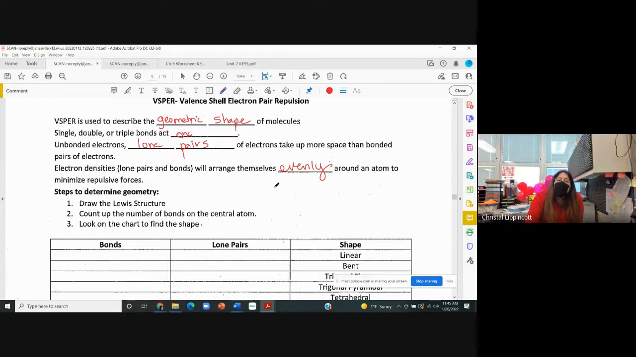All right. So in order to determine your geometry, you're going to draw the Lewis structure like we've been practicing for the past couple of days. You're going to count how many bonds are around the central atom, and then also look for lone pairs.